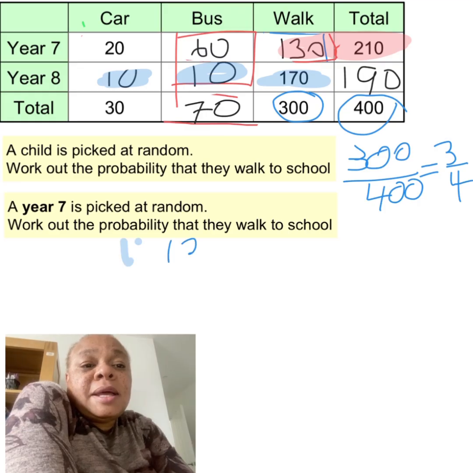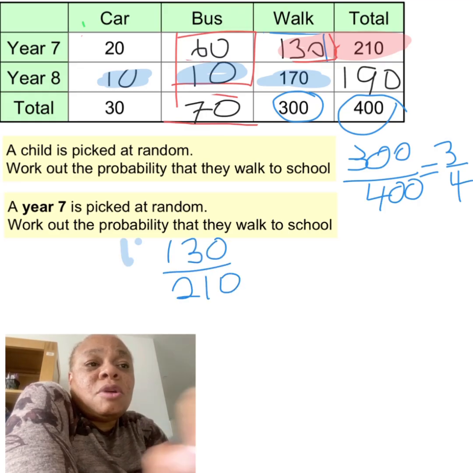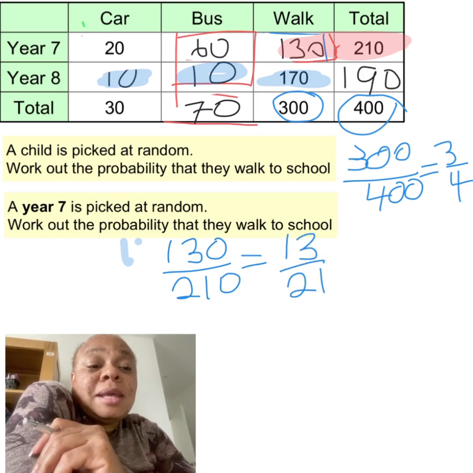So that's 130 out of 210, because you're only looking at the year 7s, not all the children. And if we simplify that, that will give us 13 out of 21. So that's the answer to both questions.